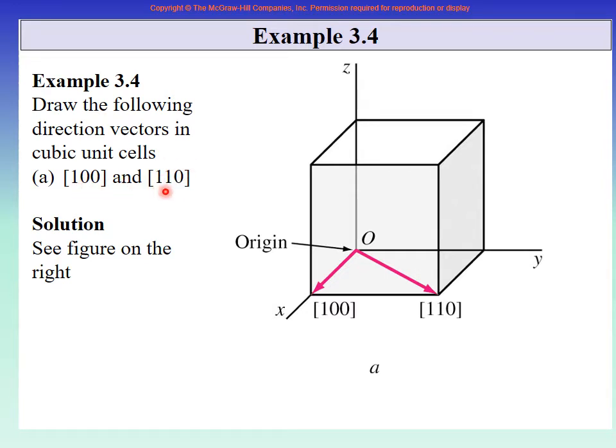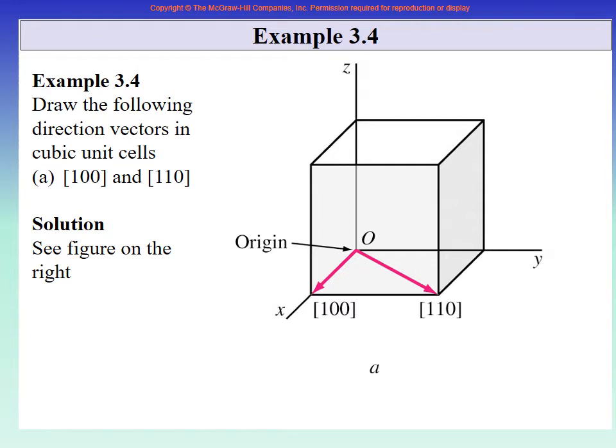Similarly, when you do 1 1 0, it means the final point was 1 1 0 minus 0 0 0. So therefore, draw the point 1 1 0. Locate where the point 1 1 0 is. So 1 in the x, 1 in the y, 0. So this is point 1 1 0. And the direction from the origin to here is 1 1 0. So these are rather simple ones.